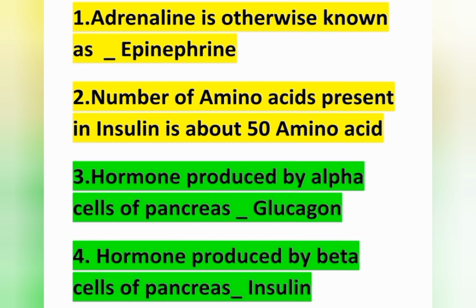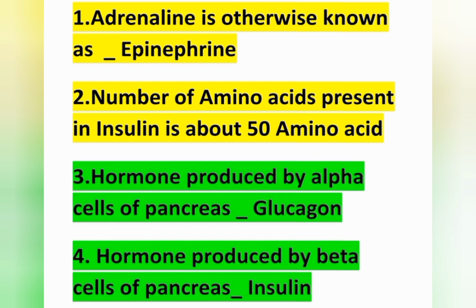Next point, we can see adrenaline is otherwise known as epinephrine. Adrenaline, or epinephrine, is also called the emergency hormone. And the next point, the number of amino acids present in insulin is about 50. So insulin contains about 50 amino acids.